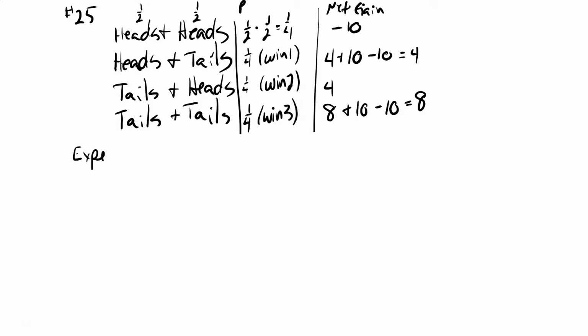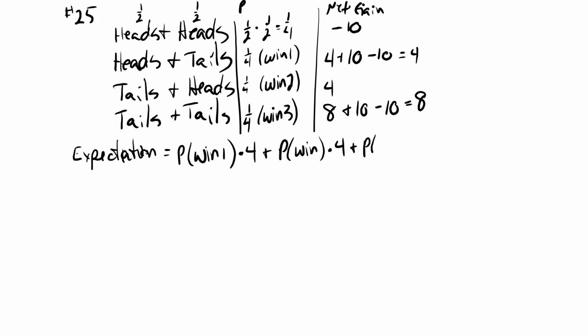We're going to calculate the expectation, or the expected gain. So first we want to look at the probability that we get win 1. We're going to multiply that by its net gain, which is 4. Then we're going to add to that the probability of win 2, and its net gain is the same. Then we add to that the probability of win 3, and its net gain, which is 8. Then we add the probability of a loss, which is also 1/4 still, and the net loss, which is -10.